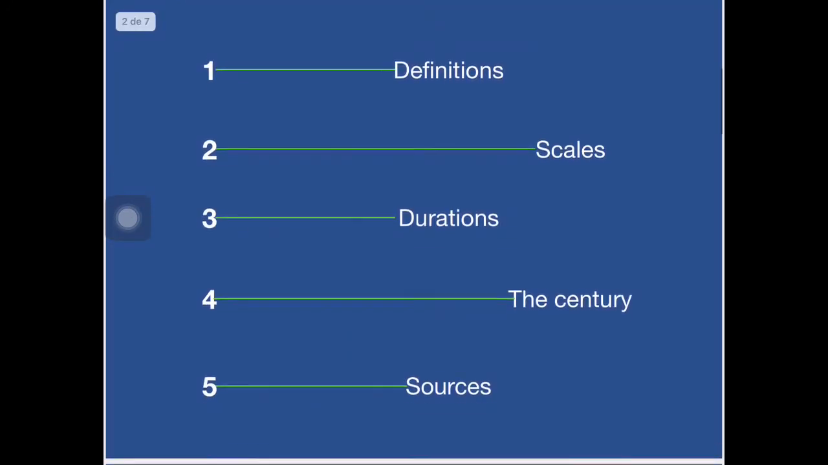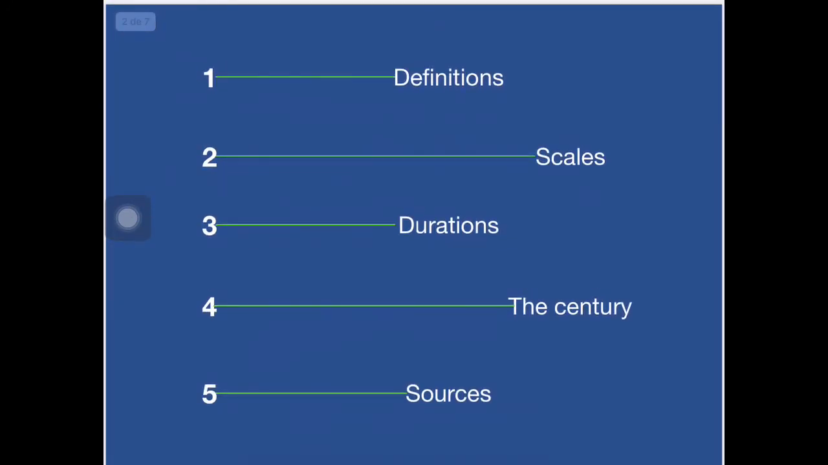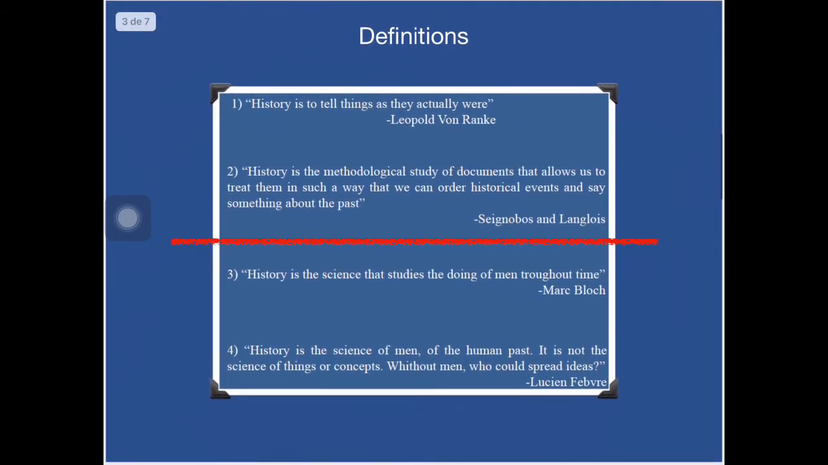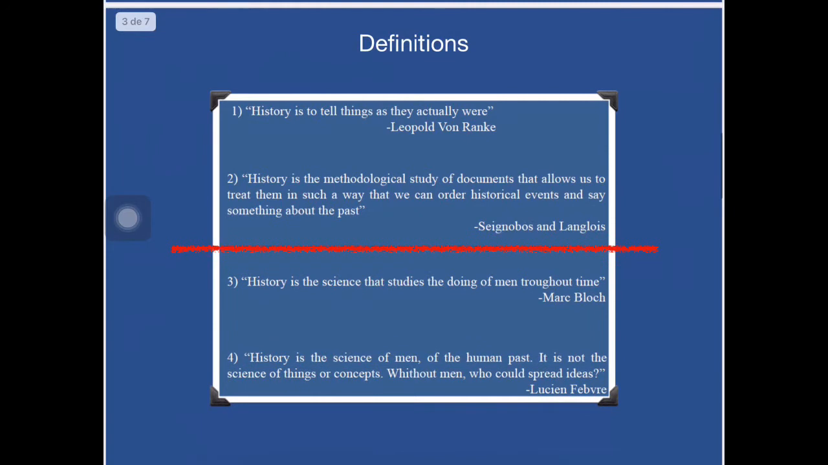So these are the 5 topics that are going to be coming in your exam. The definitions of history, the scales of history, durations of history, the century as unit of analysis of history, and finally the sources for history. So let's start with the definitions. Okay, in here you have the 4 definitions that we are going to have in our exam.